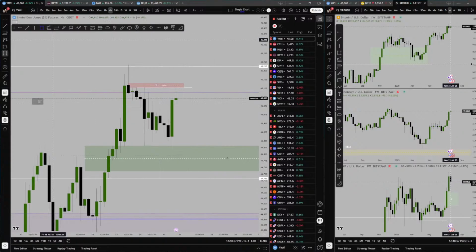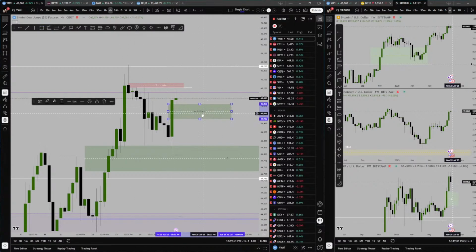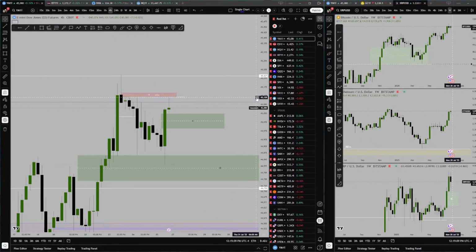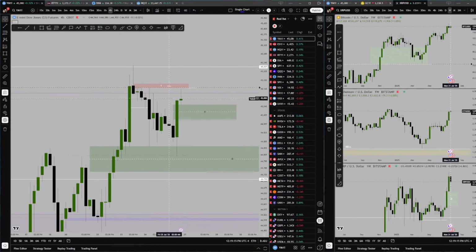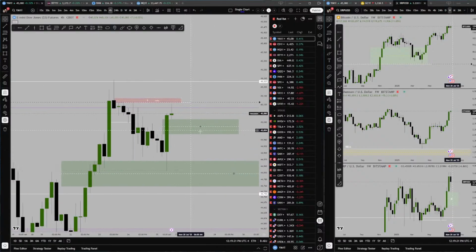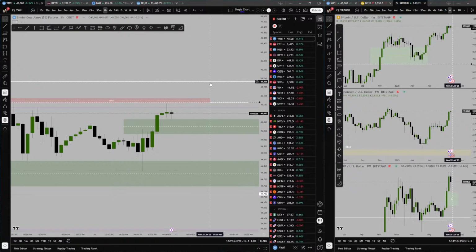I want to make a new one because I'm just recoloring everything. And then we've got a pool of liquidity here at these highs. So yeah, pretty simple, very bullish, and we're gonna look for the sweep here, possible short term, maybe rebalance that and then head back up.